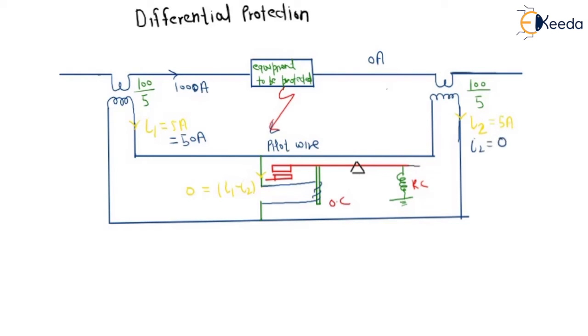So this time the difference I1 minus I2 will be 50 minus 0, that is 50 ampere. So there will be current in the operating coil, and when current flows in the operating coil, it will exert an upward torque and this circuit breaker will separate. This is the phenomenon of differential protection. Basically we are setting it in such a way that if any current flows in the operating coil, the moving contact of the circuit breaker will move apart. This is the basic idea of differential protection.